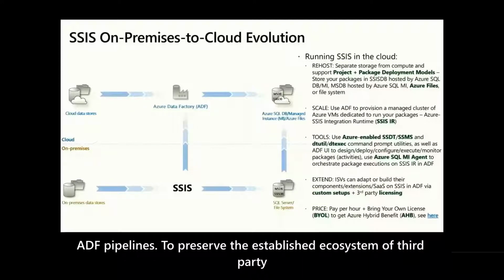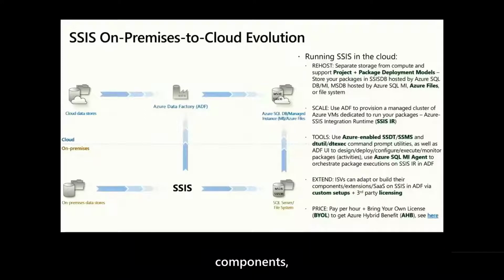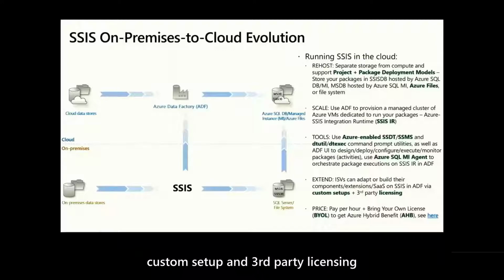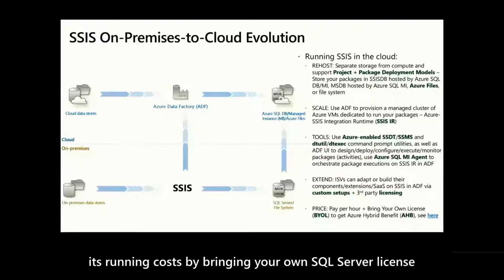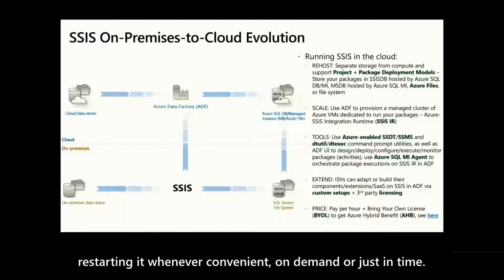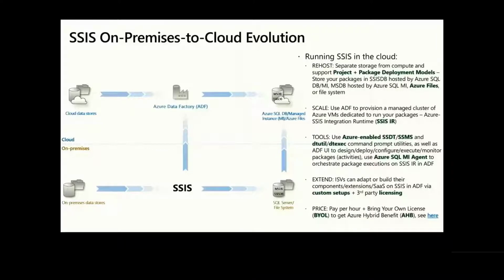To preserve the established ecosystem of third-party components, most of our ISV partners have adapted their components using custom setup and third-party licensing interfaces to run on SSIS IR in ADF. And finally, in terms of pricing, we offer pay per hour for SSIS IR usage. Its running cost can be reduced by bringing your own SQL Server license with Azure Hybrid Benefit or AHB option and stopping or restarting it whenever convenient, on demand, or just in time.